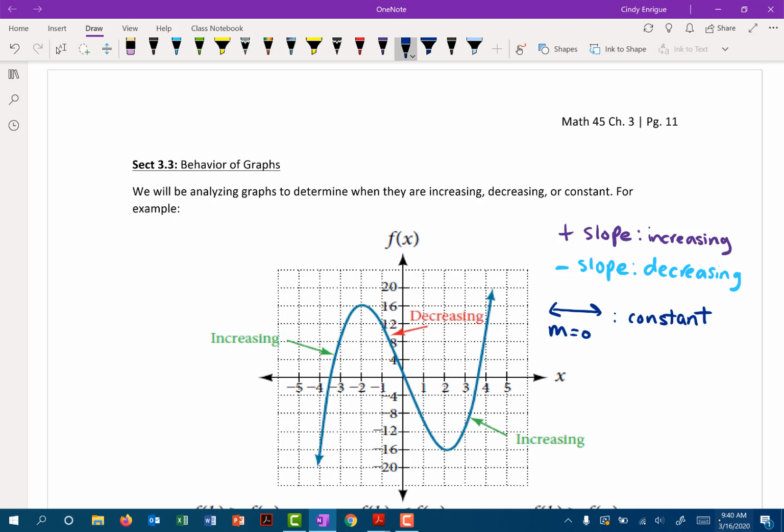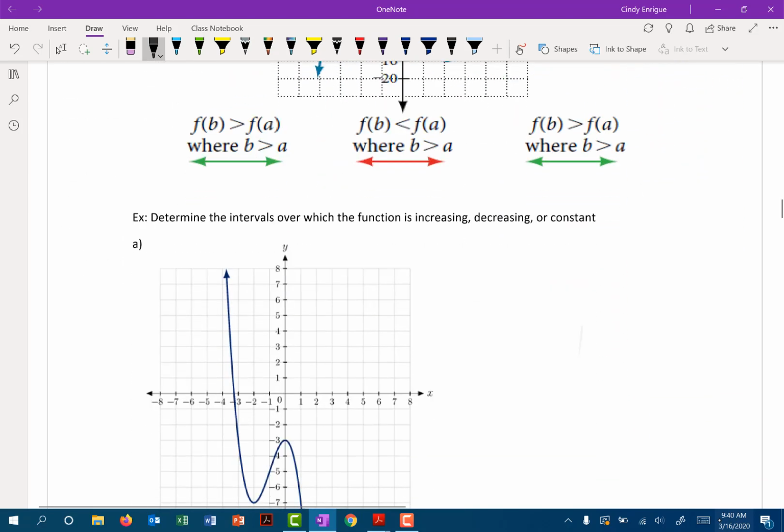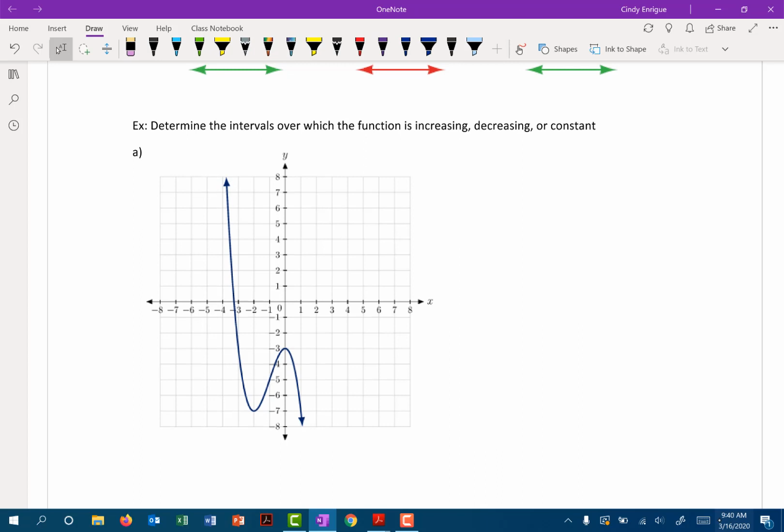So those are the three different graphs that we want to be analyzing: increasing, decreasing, and constant. And remember, the way that you read graphs is left to right. So read graphs left to right. Okay, so we want to know the intervals for which the function is increasing, decreasing, or constant. So we're going to be highlighting what we see.